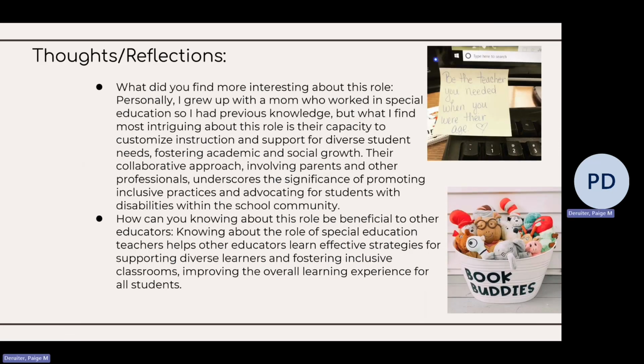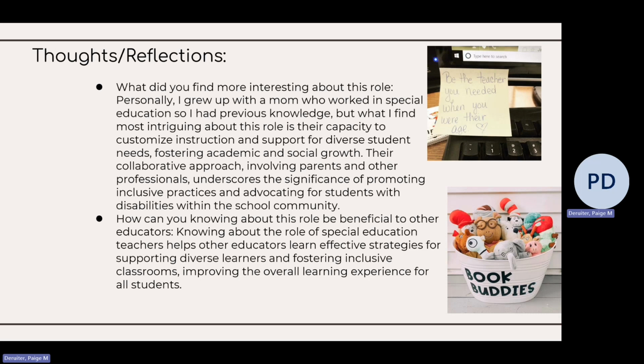And then my thoughts and reflections. So, what did you find most interesting about this role? So, personally, I grew up with a mom who worked in special education, so I did have some previous knowledge. But what I find most intriguing about this role is their capacity to customize the instruction and support for diverse needs, fostering academic and social growth. Their collaborative approach involving parents and other professionals underscores the significance of promoting inclusive practices and advocating for students with disabilities within the school system.